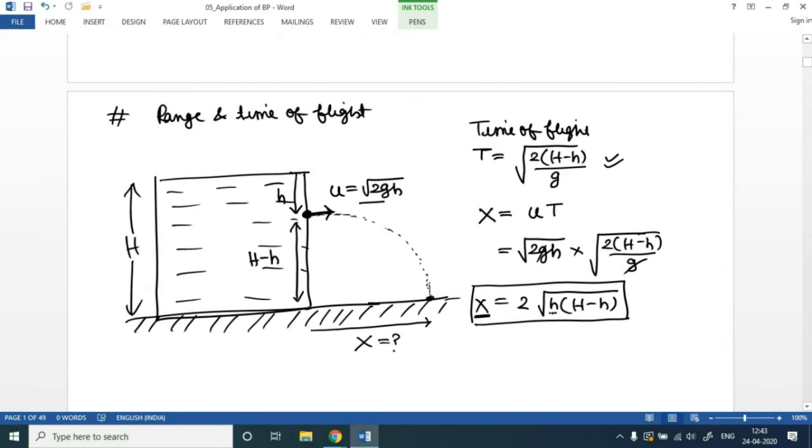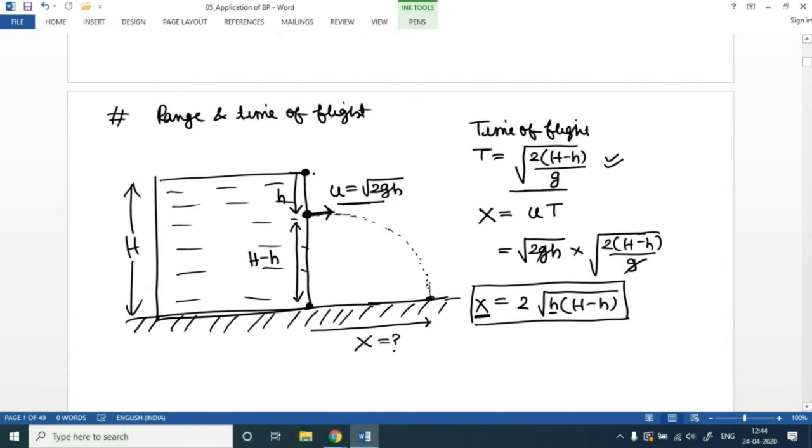If small h is 0, meaning the orifice is somewhere at the top, then you must realize that the velocity of efflux will be 0. So the range will be 0 over here. And if we look at the other extreme, let's say small h is equal to capital H, meaning the orifice is at the bottom of the container, although the speed of efflux would be maximum, the time of flight will be 0. In that case also x is equal to 0.